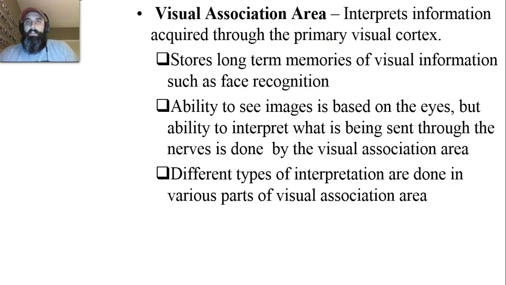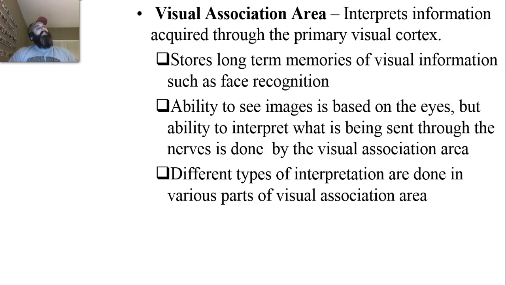Alright, so the next little region we're going to talk about, aside from the visual cortex, is the visual association area. So all the signals come in and get routed to the visual cortex, and you have signals carrying things like colors, size of the objects, all those things. Well, then your visual association area is what actually interprets that information acquired through the primary visual cortex. So things that it does is it helps store long-term memories of visual information such as facial recognition. There is a very small portion of that visual association area that is solely designated to facial recognition.